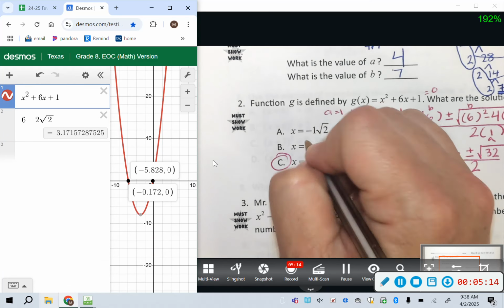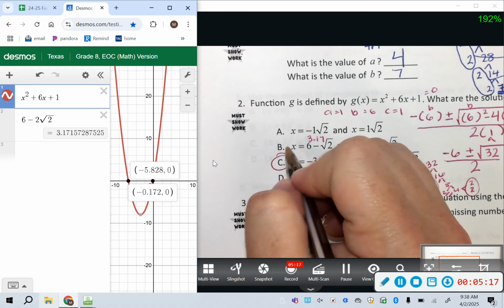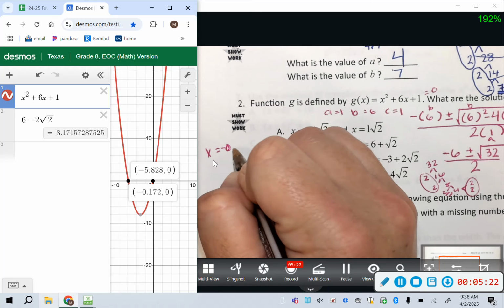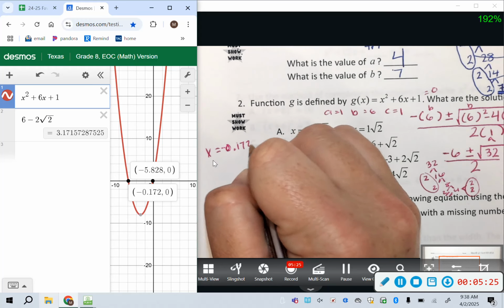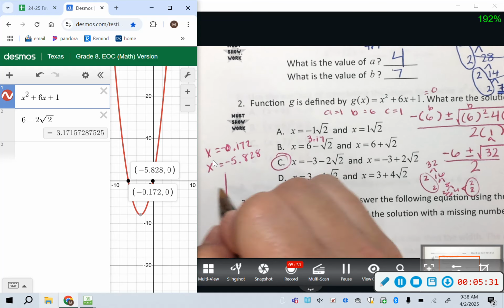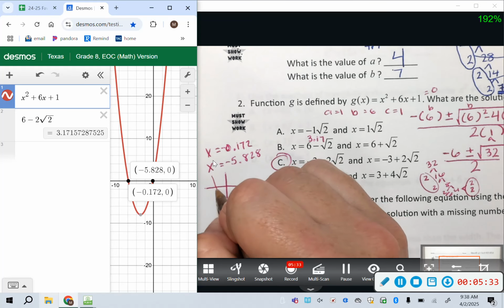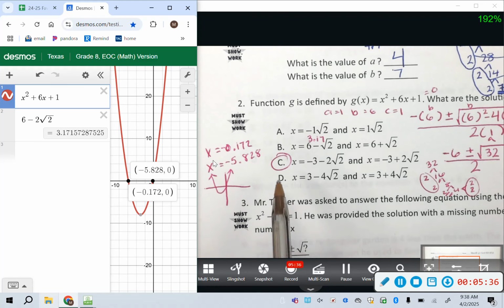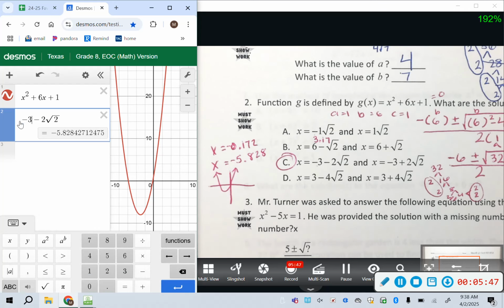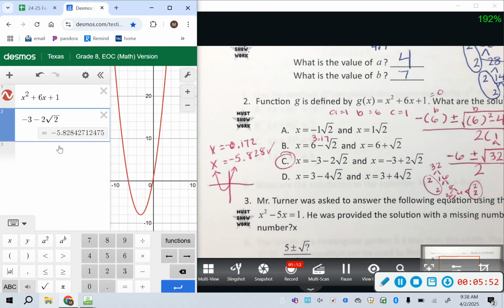So the way you would show work for this is you could write what it equals, 3.17, and I could write x equals negative 0.172, and x equals negative 5.828, and we can draw our graph, which looks like this. Then you can write what your decimals are and see which one matches. So that is another method which would work. So watch, if I check my right answer, I get negative 3 minus 2 square root of 2, well, negative 5.828. Well, look, that's the same thing. So that is one answer, so on and so forth.